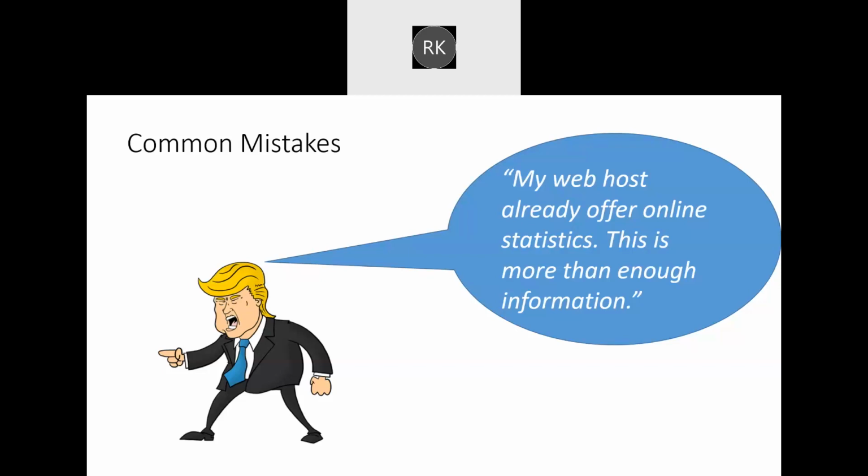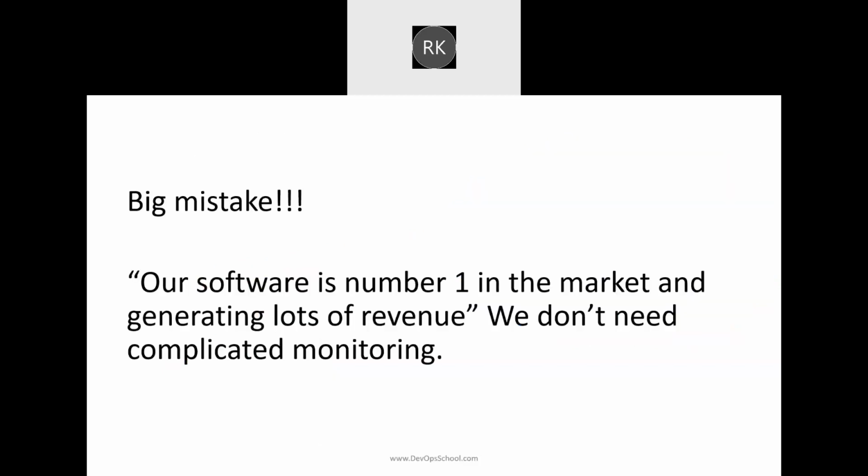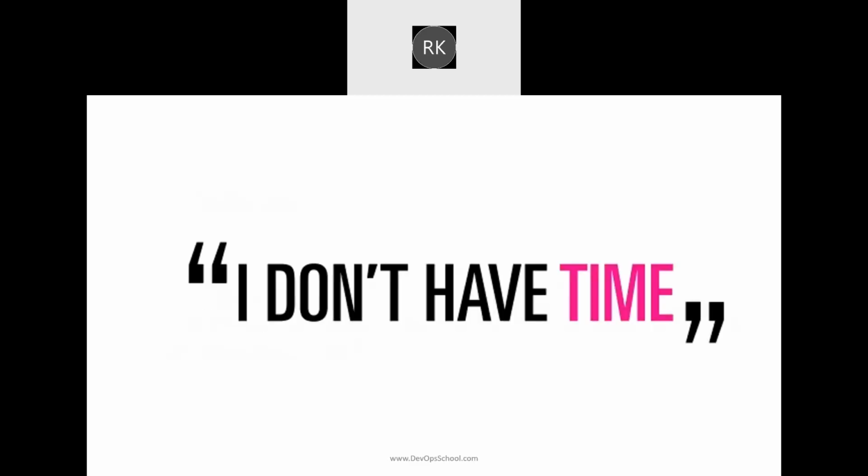Many people say, hey, we have AWS, Azure, Google Cloud and so on, we are running on it, and they are giving sufficient stats. That's a common mistake we make. The big mistake we make as a project is thinking we are already an established player without monitoring, we are number one right now and generating lots of money, so why should we spend our energy on security and monitoring and stuff like that? We don't need that. That's one big mistake we make as a project.